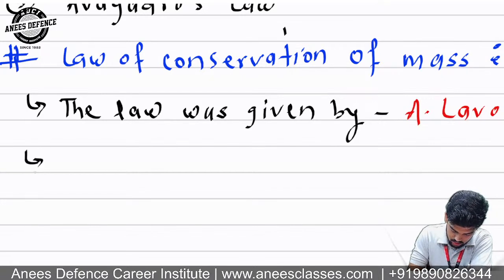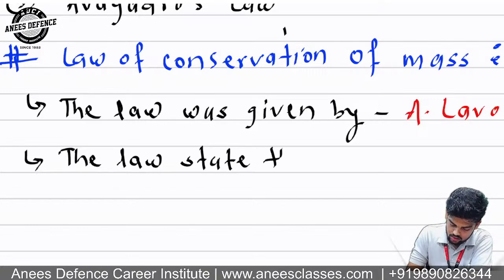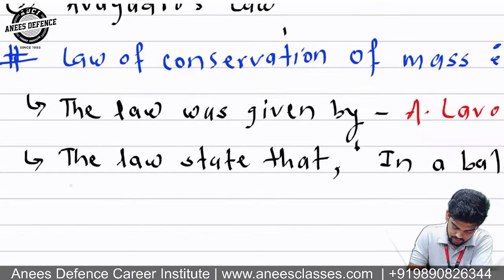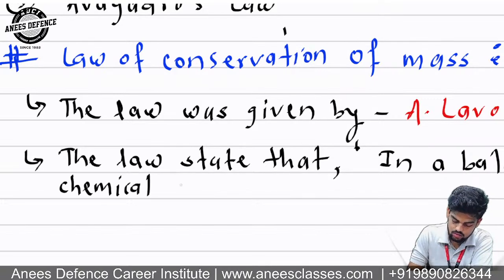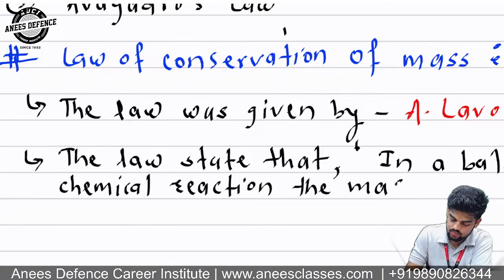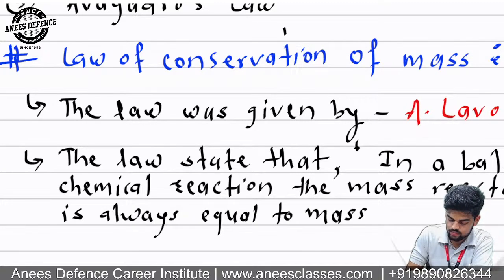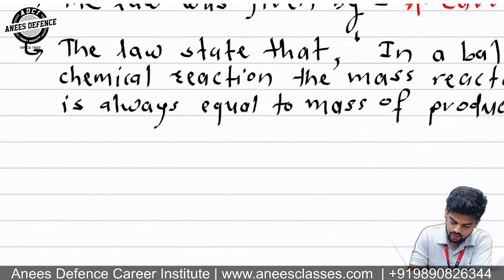Second thing, the law states that in a balanced chemical reaction, the mass of reactant is always equal to the mass of product. Let's see with an example.